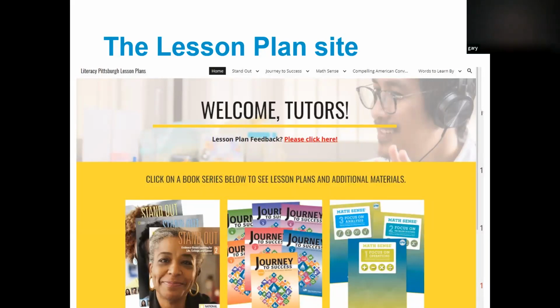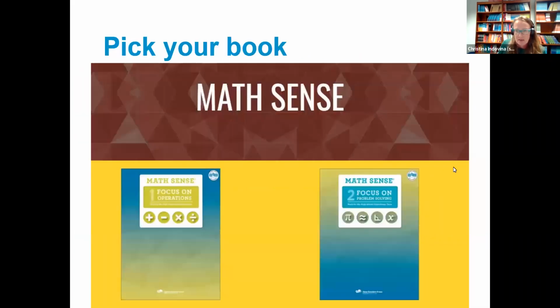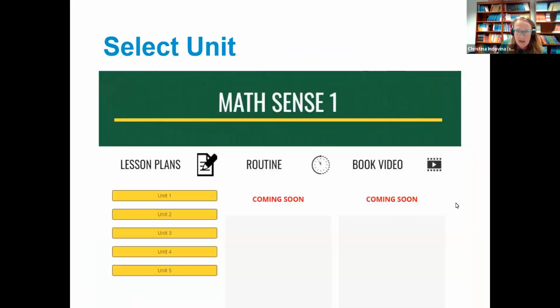So the lesson plan site, if you've gone on and clicked around, it's pretty easy to get to the Math Sense stuff. You click on the home page, you click on Math Sense. When you get to this screen, you pick which book you're using. Are you using Math Sense 1 or Math Sense 2? This is all pretty intuitive. Hannah did a really great job of setting up a really intuitive, easy to use website to navigate through the lesson plans. All of the unit lesson plans are up for both books.